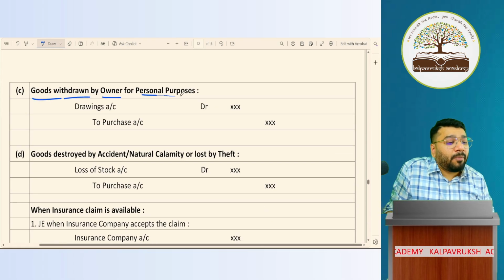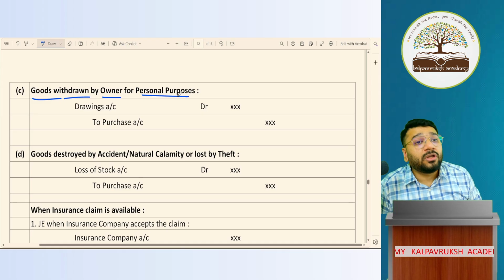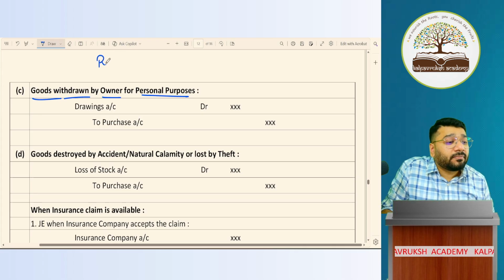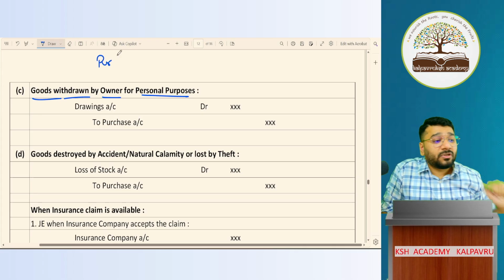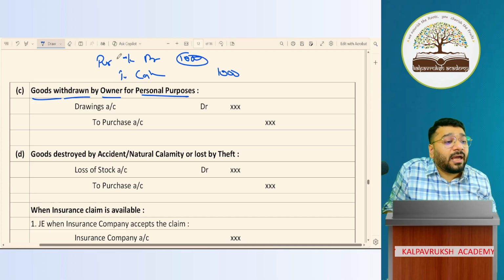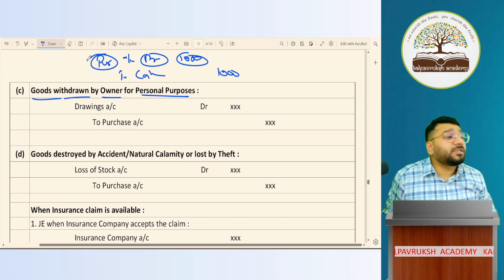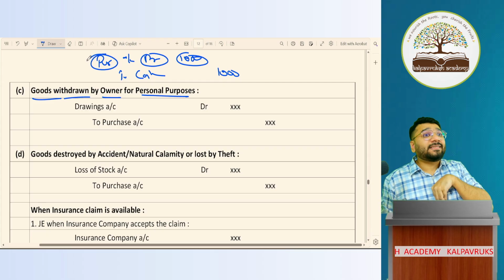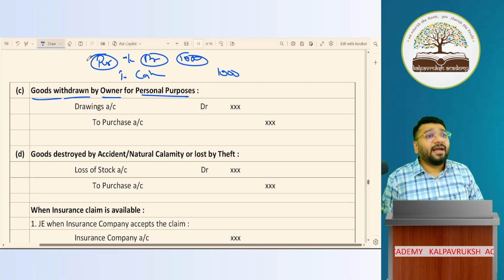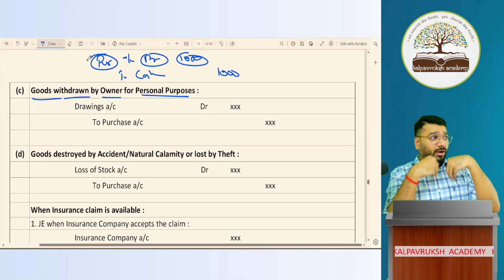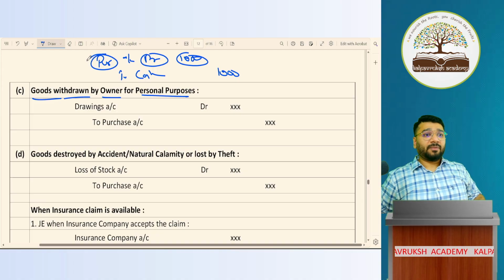Goods withdrawn by owner for personal purpose. I purchased 1,000 rupees worth of chocolate in the business to sell. What is the entry? Purchase account debit 1,000 to cash. This 1,000 was allowed to be recorded in the debit of purchase account because I promised to sell. Instead of selling, what did I do? I consumed it myself. I was sitting in the shop, I was very hungry. I took the chocolate, I ate it. So, goods withdrawn by the owner for personal purpose.